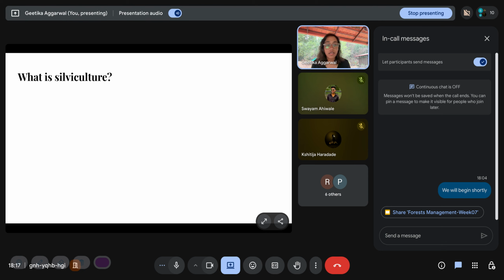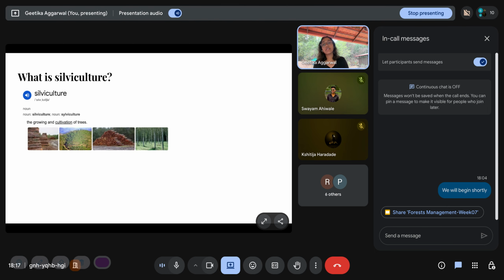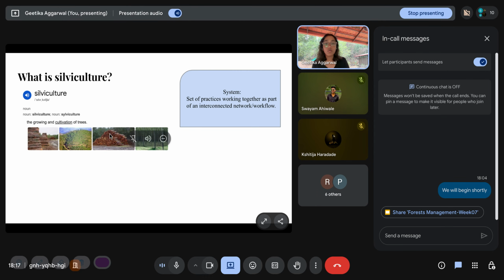Nobody? Okay, if nobody wants to take a guess, as we've discussed multiple times earlier, silviculture is basically the art and science of growing trees. And as you all might know, you call something a system when there's a particular set of practices which are interconnected in a particular workflow. So you do A and then B and then C, there are certain practices, and you follow those in a particular order, and that's basically called a system.